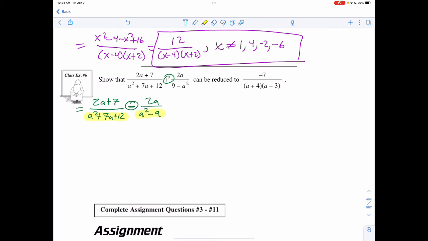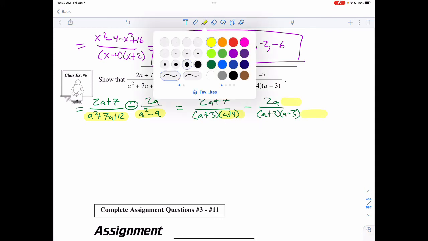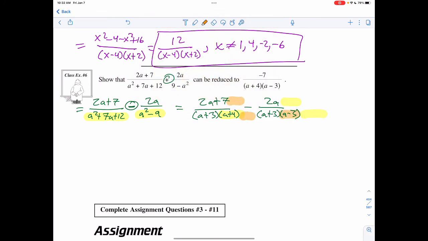Then next I'm going to factor. And when I factor this, I get (2a plus 7) over the factored form of the first one, which is going to give me (a plus 3) and (a plus 4), minus 2a over, this is just a difference of squares, (a plus 3)(a minus 3). And I can see that I have a common factor here and here. So all I need to deal with is my missing factor here and my missing factor here.